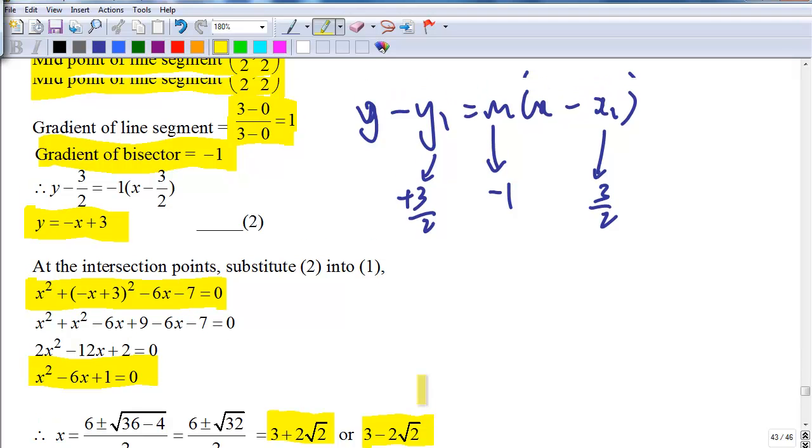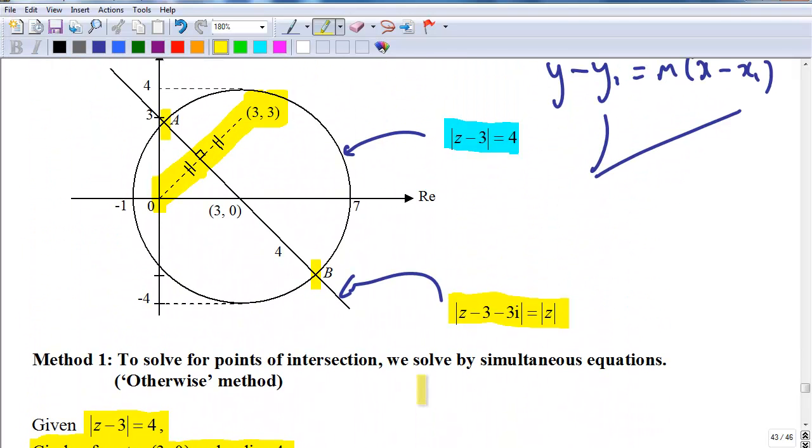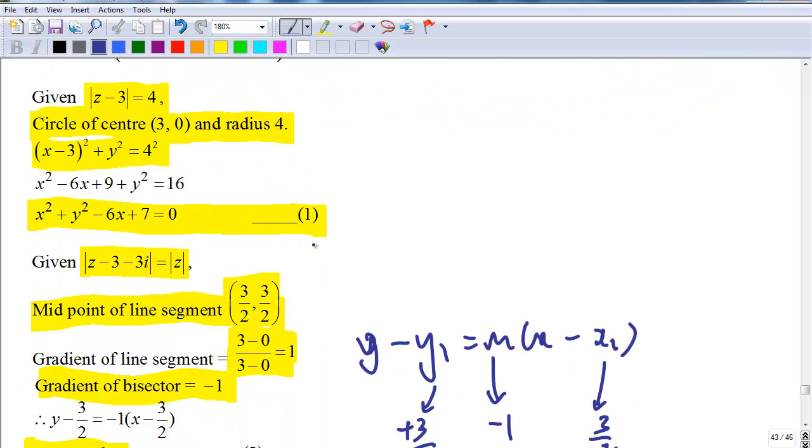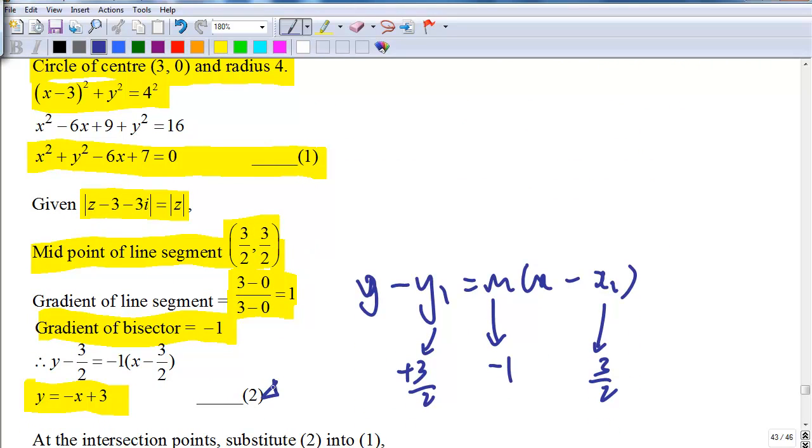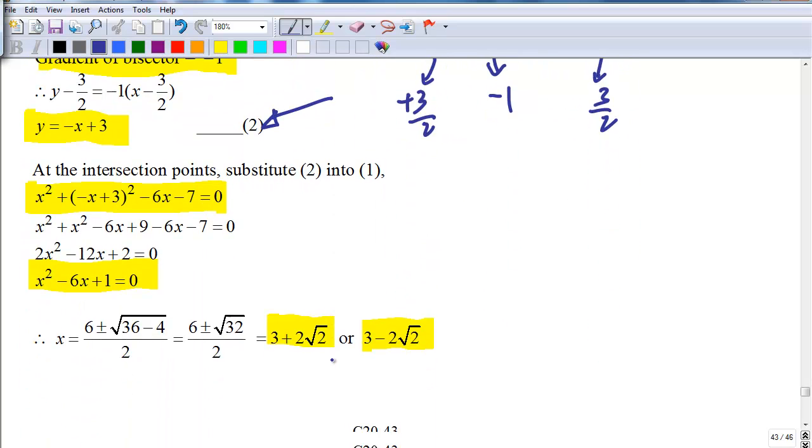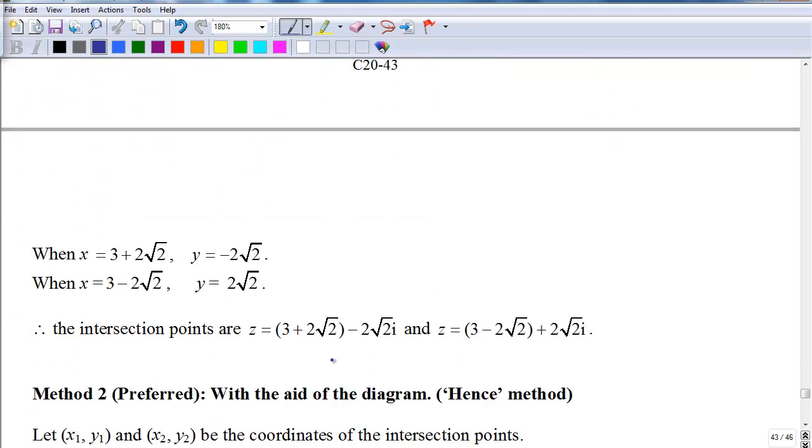And those will be your x values for the two points A and B here. Once you know the x values, you can sub them back into either of the two equations. I think this is the easier one to find your y value. Once you know a y value, you know the coordinates that you need. See, when x is 3 plus 2 root 2, y is minus 2 root 2, and you get the other pair of points. Remember, your answer must be a complex number, giving you your x plus iy as your answer. Done.